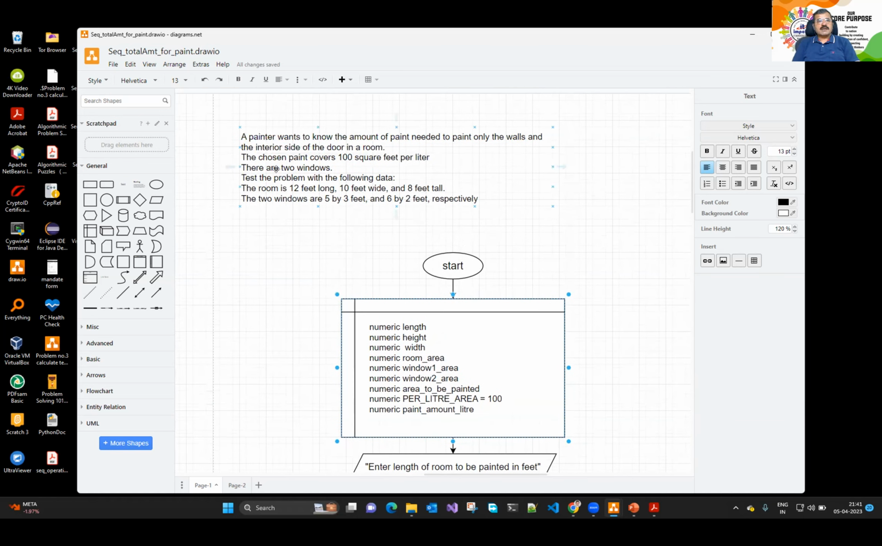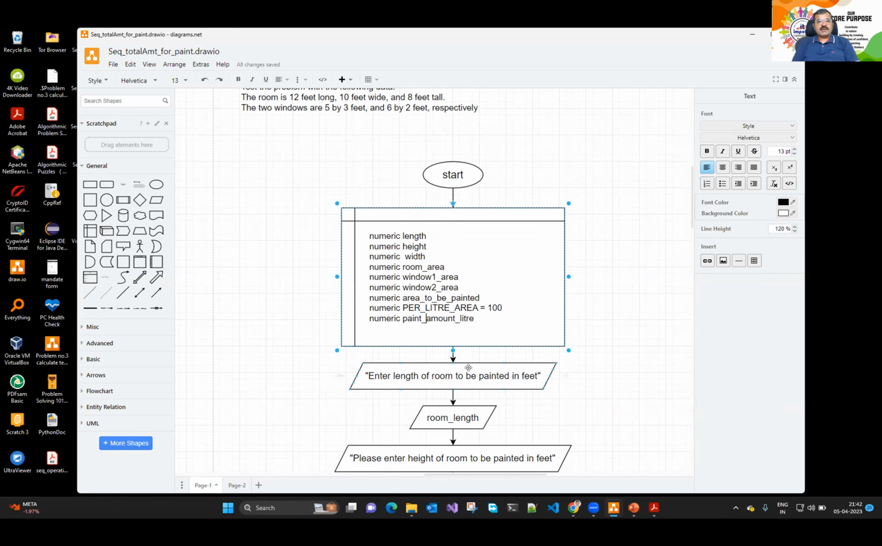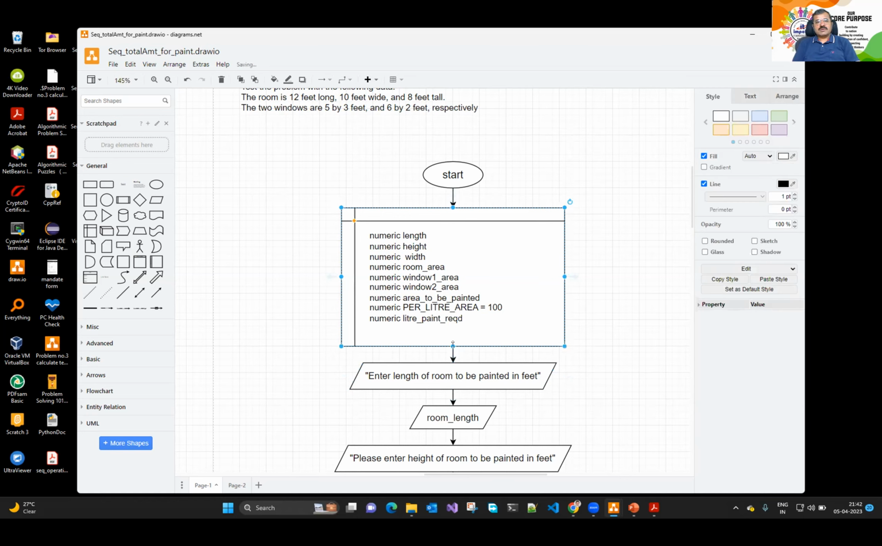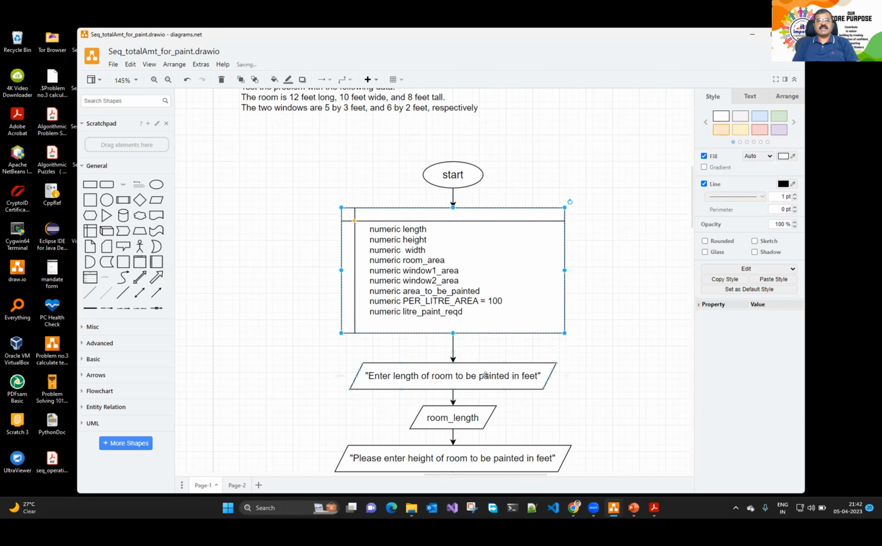The question says, amount of paint needed to paint only the walls. Okay, so paint required. I'll say liters of paint required. So that's what I would like to calculate. So these are some variables that I have defined. So I just change the number of variables.